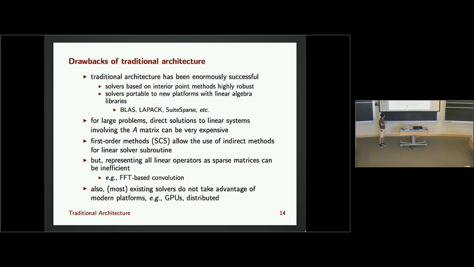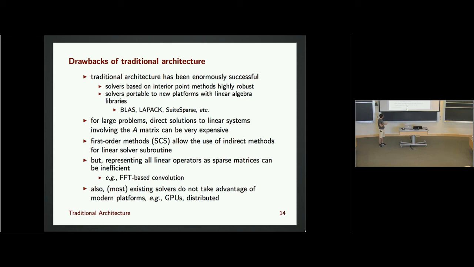So as I mentioned, we do have some solvers that can use indirect methods. So SCS, it's a first-order method, and so it can use conjugate gradient to solve the linear system involving A instead of actually factoring A. And so that can get around this issue, but it turns out that the sparse matrix representation in and of itself can be problematic, and even converting into that form can be sort of computationally devastating.